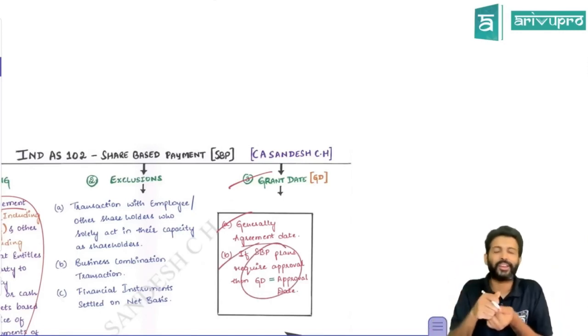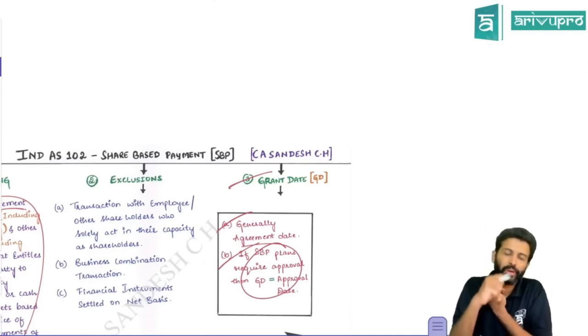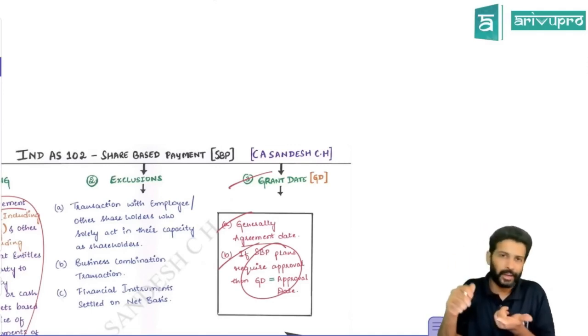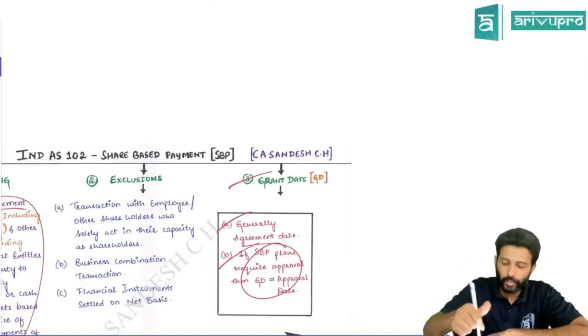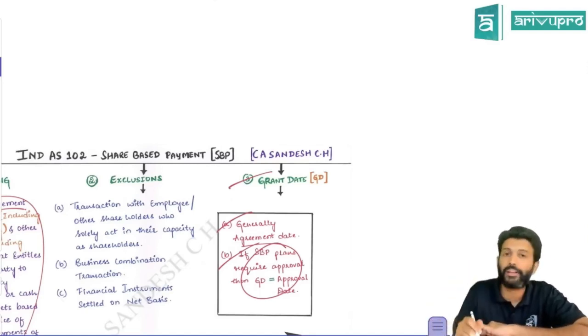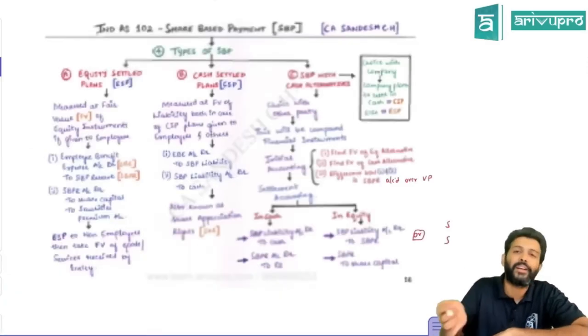If this agreement requires shareholders' approval, the day you get shareholders' approval and the agreement has been agreed upon, the day when both of these are satisfied becomes your grant date, because we do the accounting on the grant date, and you need a fair value on the grant date, hence identification of the grant date becomes important over here.